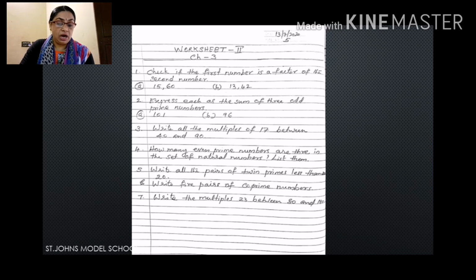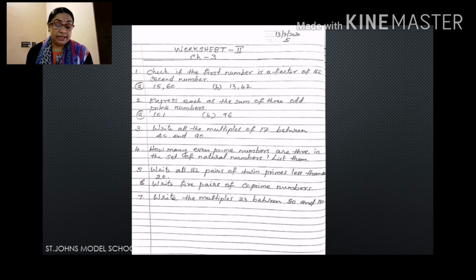Okay, now how many even prime numbers are there in the set of natural numbers? In the natural number system, how many even prime numbers are there? Just think about it and answer it.